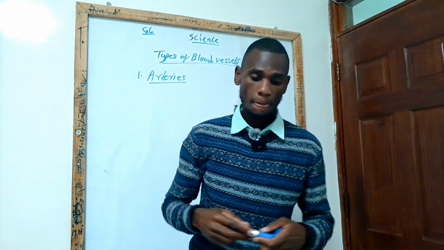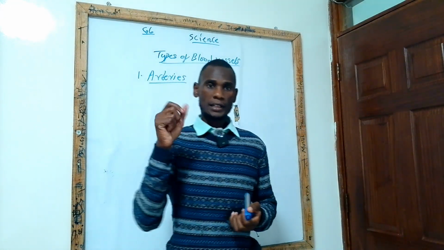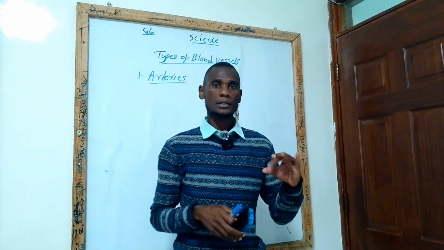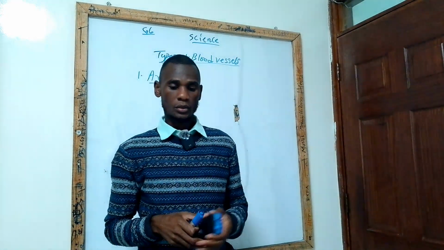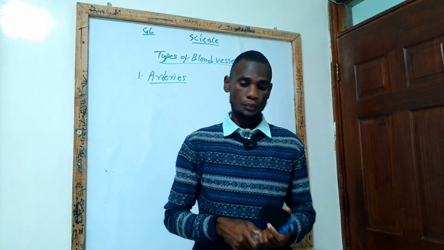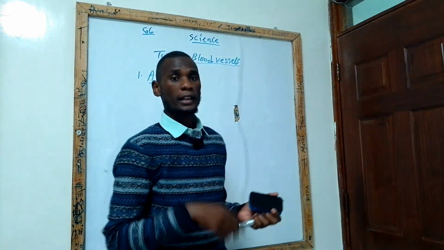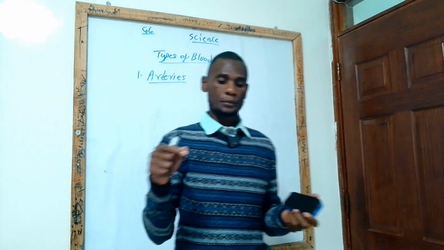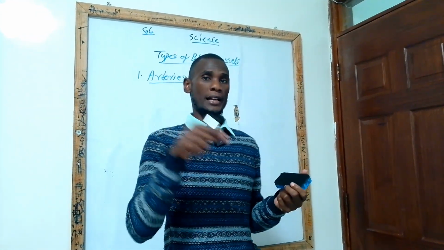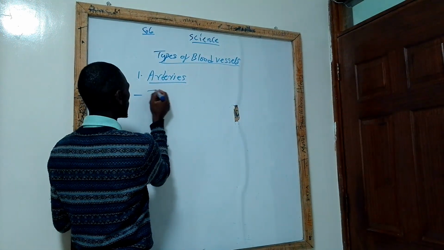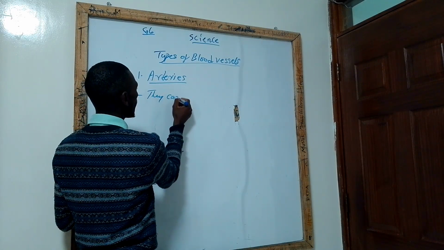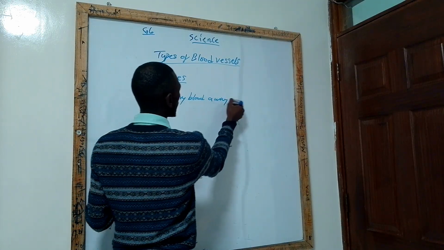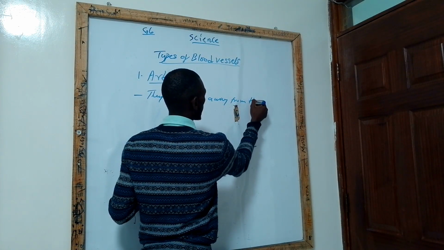Now, arteries, the characteristics of arteries, these three blood vessels have different characteristics, or they perform different functions. So when we talk about arteries, number one characteristic of arteries is that they carry blood away from the heart. That is number one. So they carry blood away from the heart.